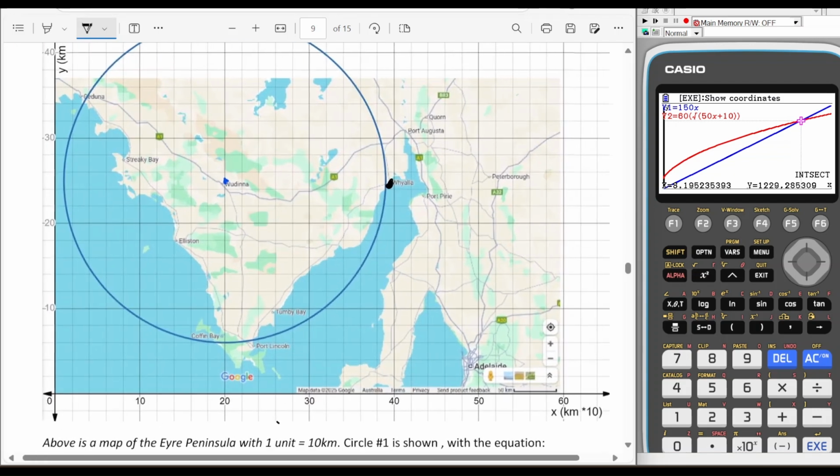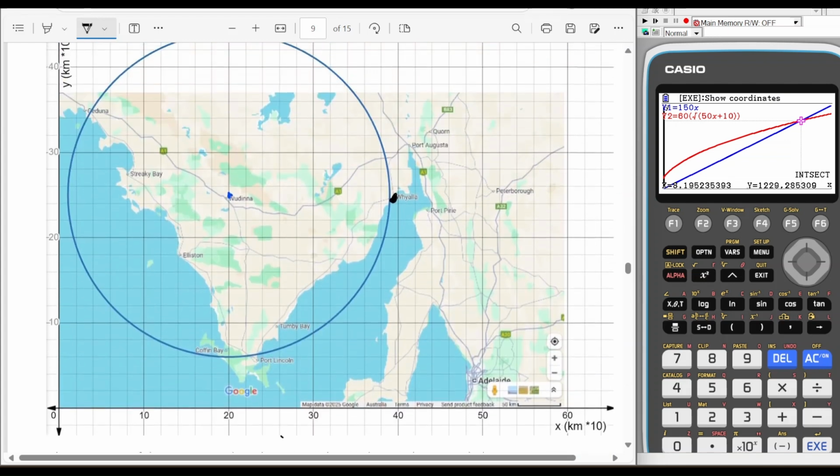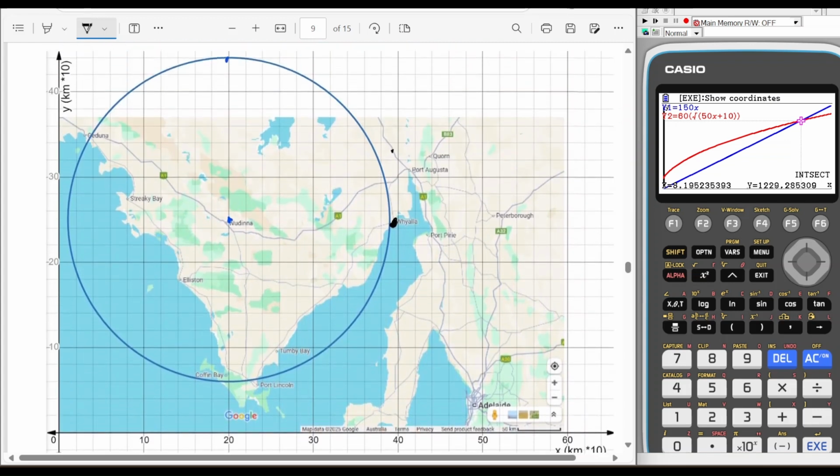So 25, we're going to go up to 35. Let's go up to 35, kind of like there. Let's go across. So we were at 39, so we're going to go down to 29, so that's here. Basically what I'm trying to do is go 5 squares in each direction. So there we go. So that is circle 2.